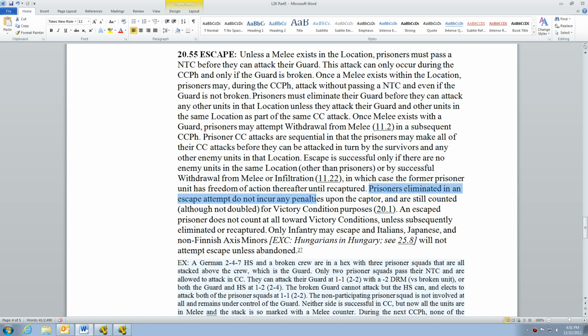Prisoners eliminated in an escape attempt do not incur any penalties upon the capture and are still counted for victory point purposes, although they don't count double. So if you try to break free and your prisoners end up getting eliminated, they still count for victory point purposes, but not double anymore.